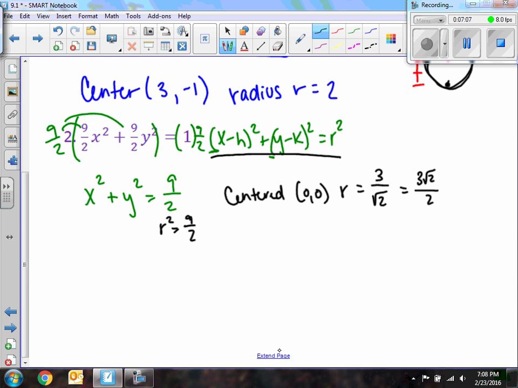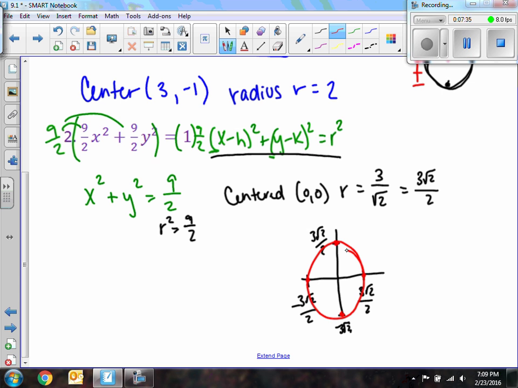For number 2 here, I'm centered at the origin, 0, 0, with a radius of 3 radical 2 over 2, so say this is 3 radical 2 over 2. Same thing, I go out away from my center in all 4 directions, equal to the length of my radius, and draw my circle. Now, what I do not want to see is diamonds or anything like that. Draw a circle as best as you can.